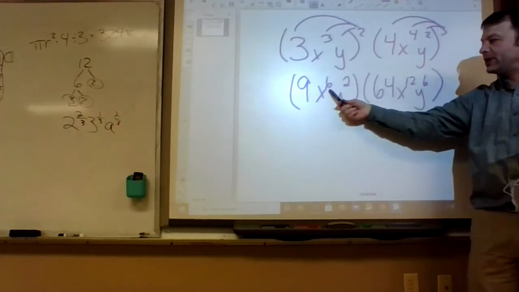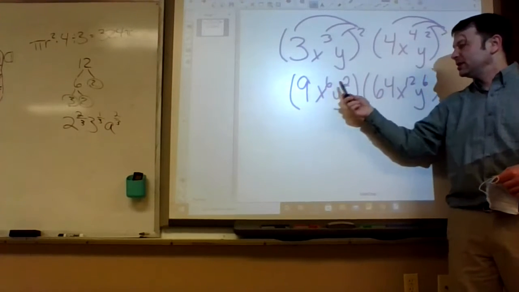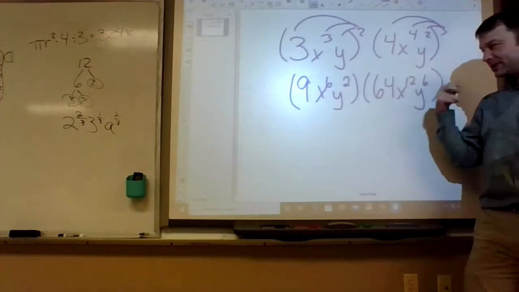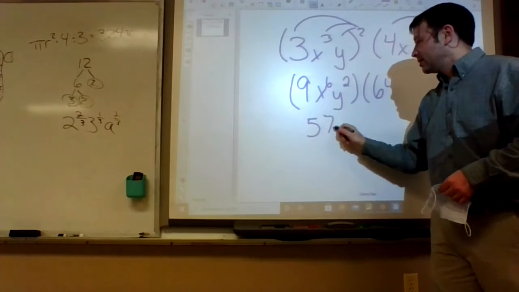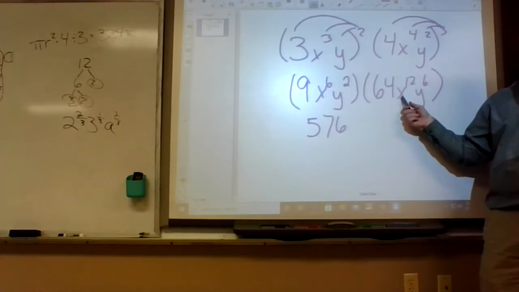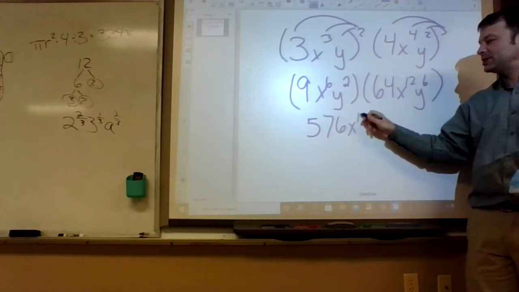Now we are multiplying these two terms together. Calculator. So the rules are going to change. 9 times 64 would be 540 plus 36, 576. Okay, and then we're doing x to the 6 times x to the 12. X to the 18. Okay, right. So we switch to adding.